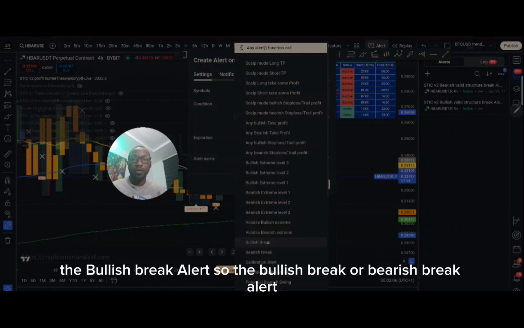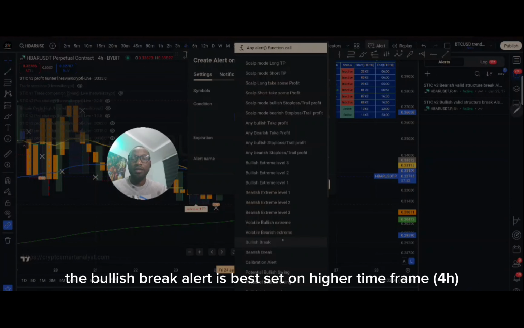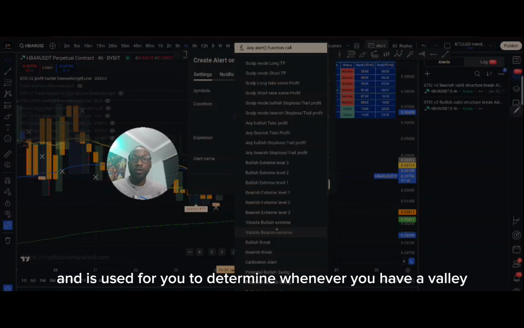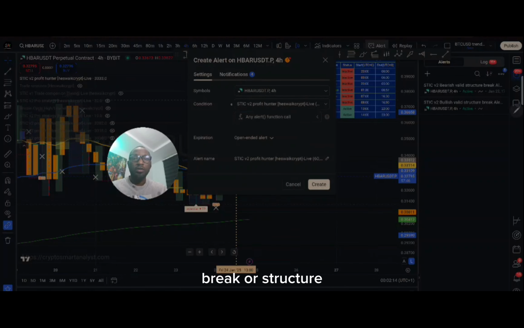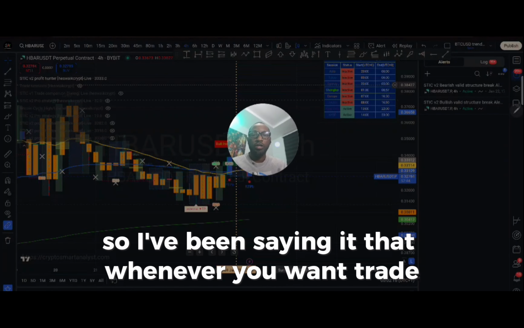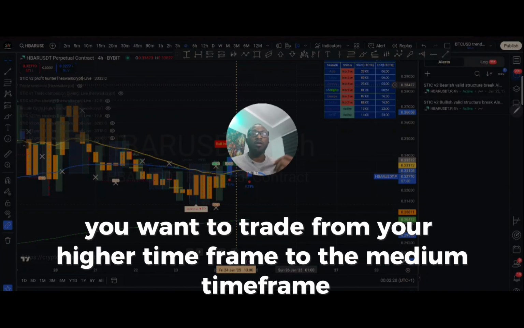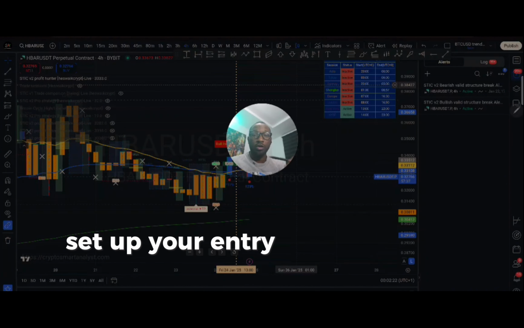So the bullish break or bearish break alert, the bullish break alert is best to set on a higher time frame. I'm using 4-hour time frame here, and it's used for you to determine whenever you have a value break or structure. So I've been saying it that whenever you want to trade, you want to trade from your higher time frame to the medium time frame, then set up your entry on your lower time frame.